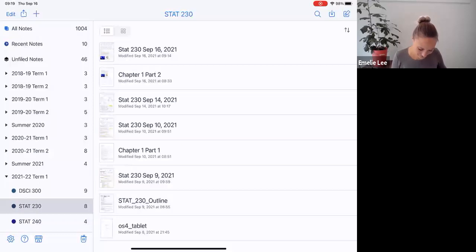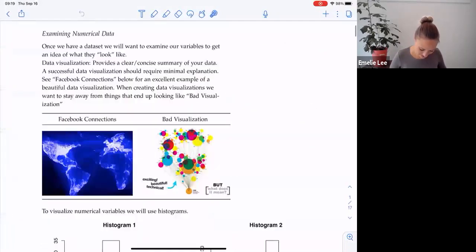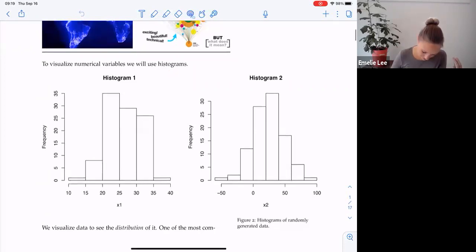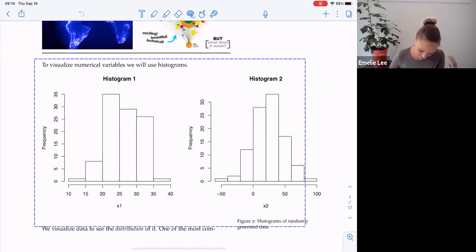All right. So for us, we're going to start slow, because we might not have any experience in visualizing data. And so for us, when we visualize numerical variables, we're going to use what's called a histogram. So I'm going to pull this in here.